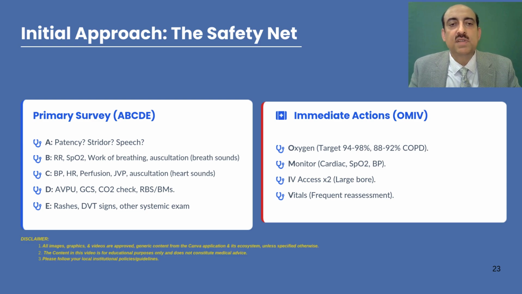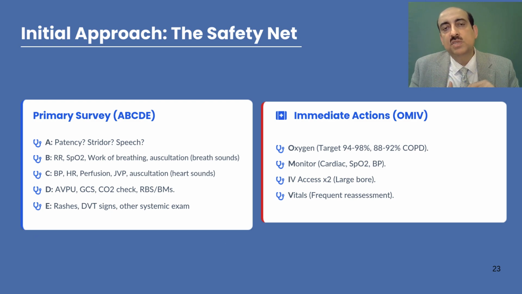The initial safety approach, A, B, C, D, E, primary survey. A for airway, looking for the patency, whether the patient can speak and respond to voice. That means the airway is patent, or if there's any stridor suggesting upper airway obstruction. B for breathing, looking for the respiratory rate, oxygen saturations, work of breathing, and also chest auscultation for breath sounds. C for circulation, looking for the blood pressure, heart rate, capillary refill, peripheral and central, and auscultating the heart sounds.